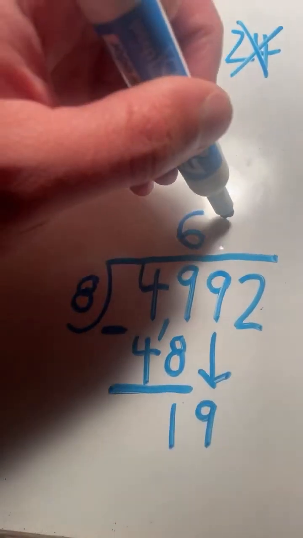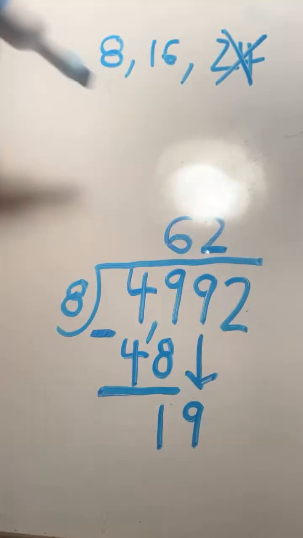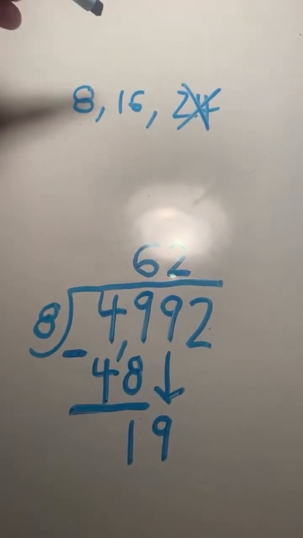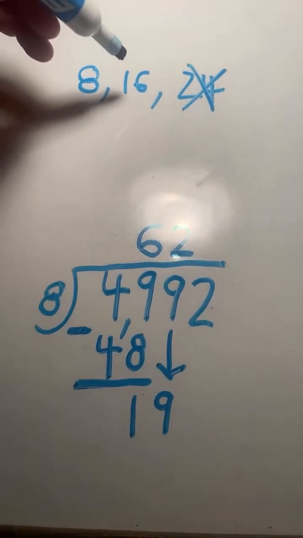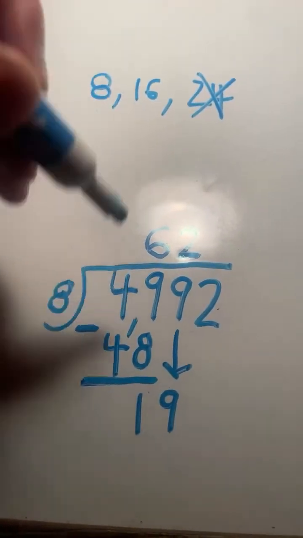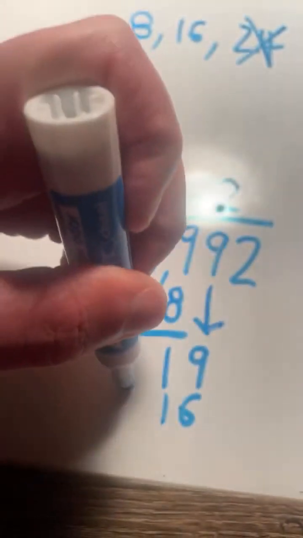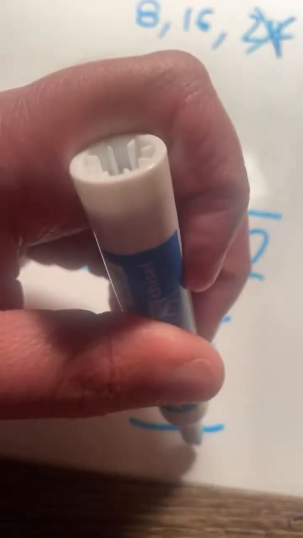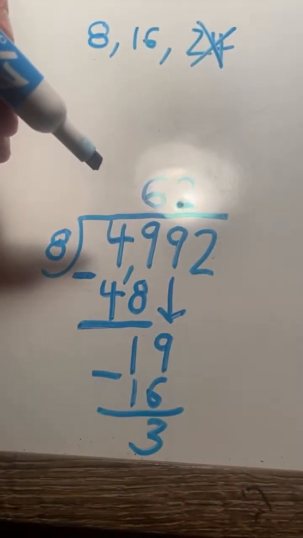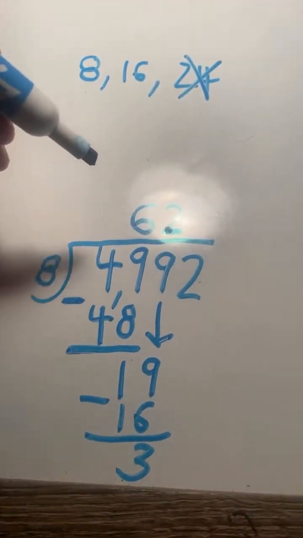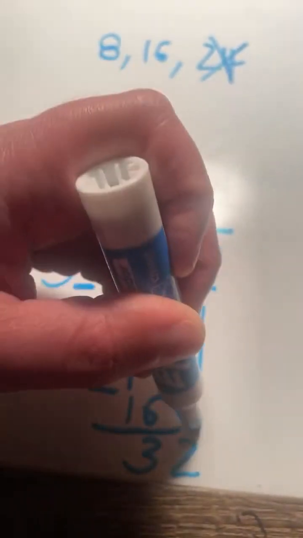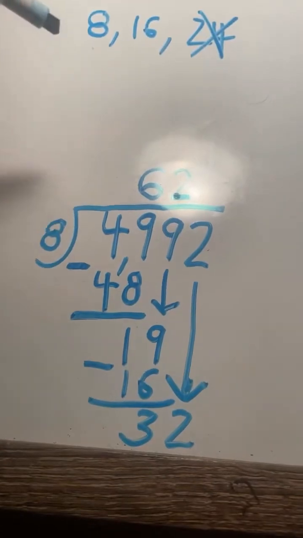So 19 divided by 8 equals 2 with a remainder. To find that remainder, we have to subtract the closest number that we could get to 19 without passing it. So 16 was as close as we could get to 19 without passing it. So I'm going to do 19 minus 16. We have a remainder of 3. Bringing down the 2.